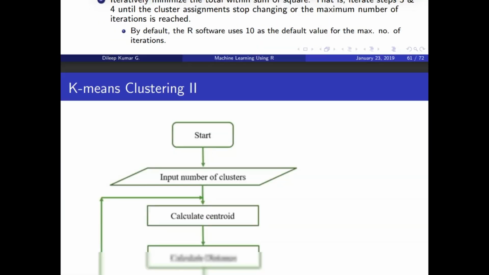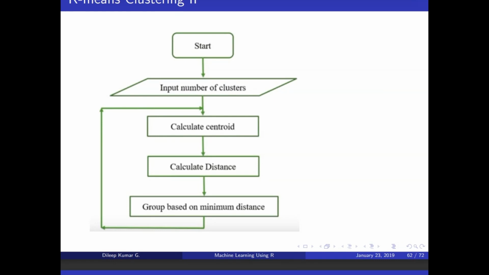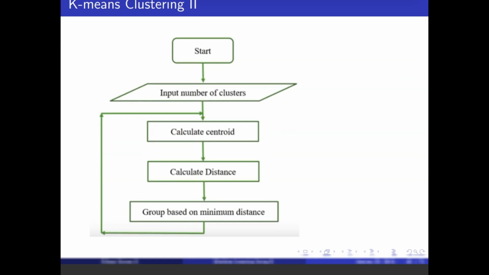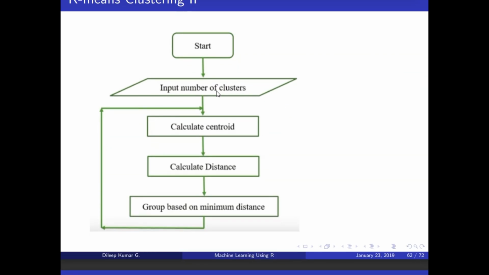Next, how the algorithm works graphically, we can see here. First, you need to input the number of clusters. Then the centroid values are calculated based on the initial assignment of samples, and then the distance is computed. Then you need to again update the centroid values. Like this, with minimum distance, the samples are assigned to the nearest cluster.